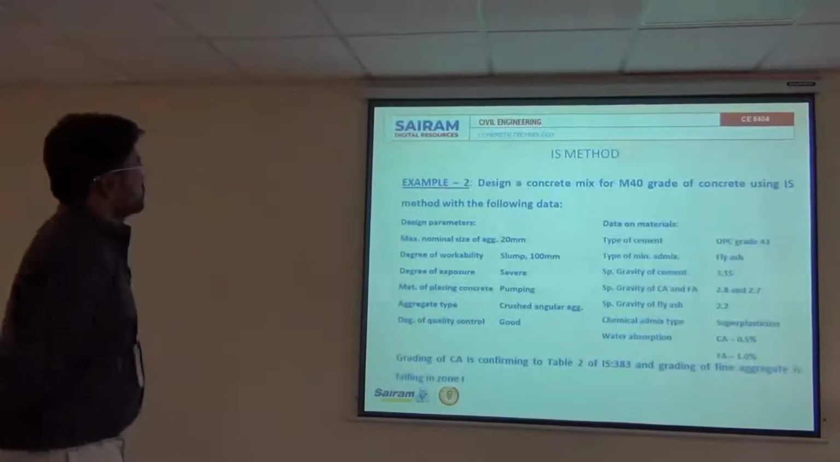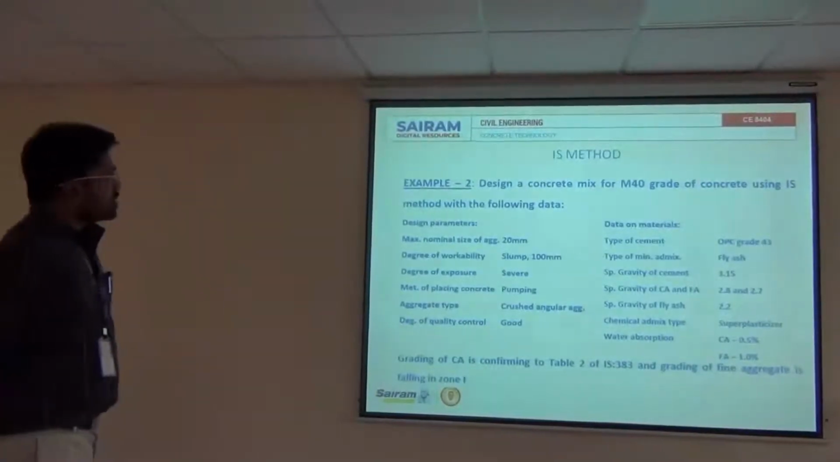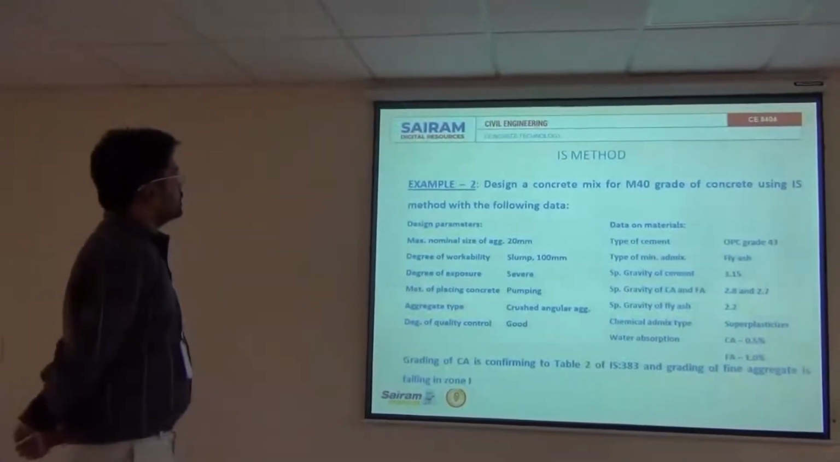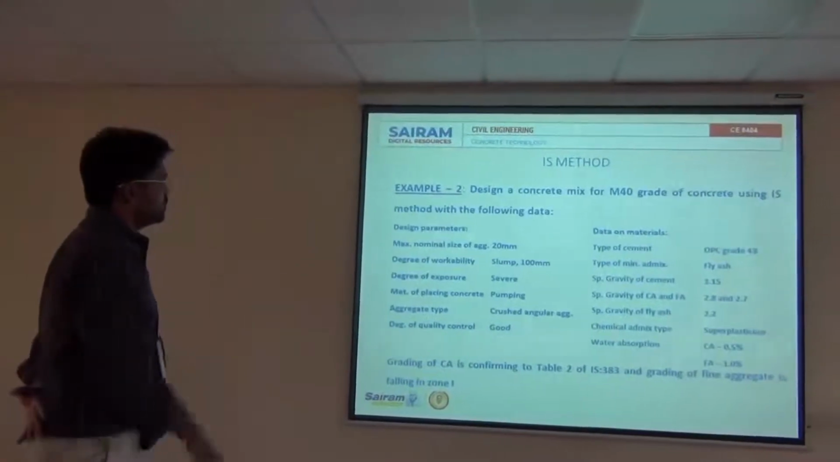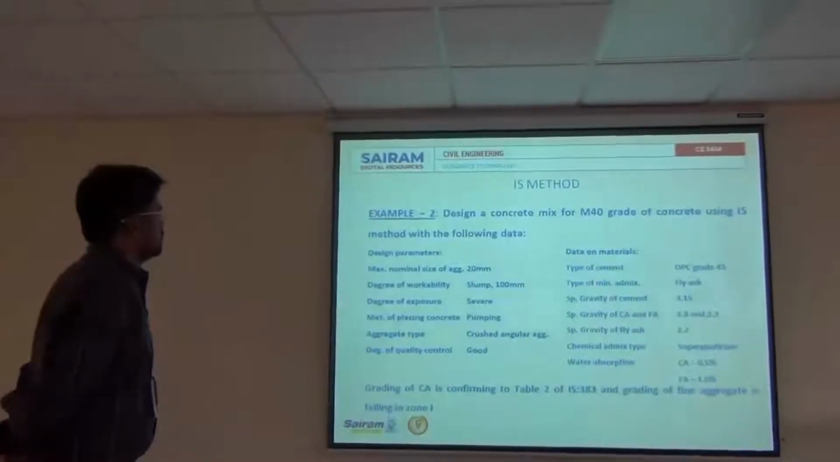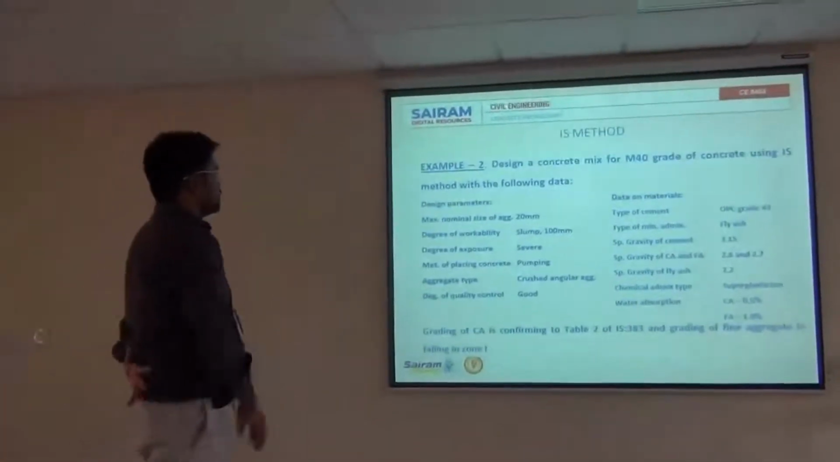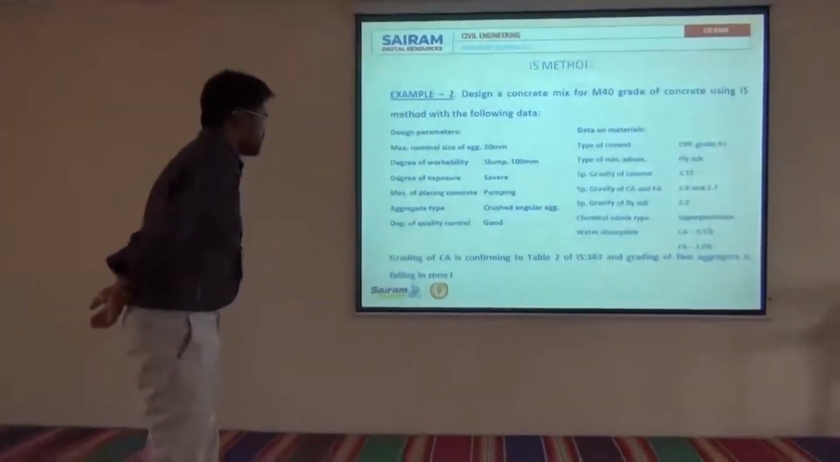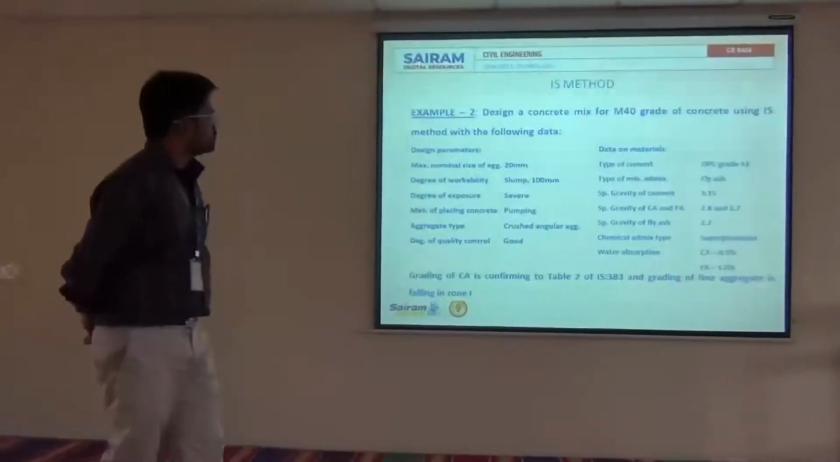Yes. So this is again a problem: design a concrete mix for M40 grade using the IS code method with the following data. A similar type of problem. Here they are using a mineral admixture, they are using fly ash. Grading of coarse aggregate is as per table 2 of IS 383. Grading of fine aggregate is falling in zone 1.